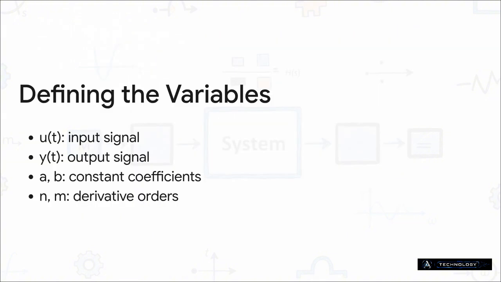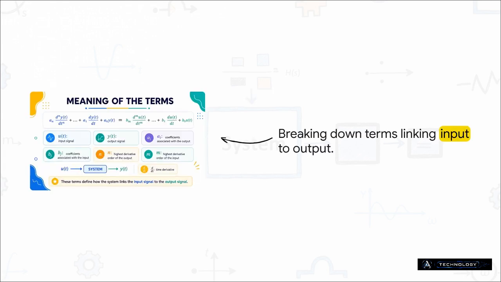Okay, let's just slow down for a quick second and actually define these variables so we're all on the exact same page. Breaking it down, it's pretty straightforward. u(t) is our input signal, and y(t) is our output signal. And what about those a and b terms? Those are just our constant coefficients. a handles the output side, b handles the input side. And finally, the letters n and m simply represent the highest derivative orders for the output and the input. And understanding these pieces brilliantly illustrates how all these specific terms link together to define the system's dynamics.